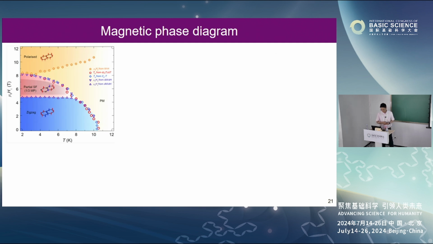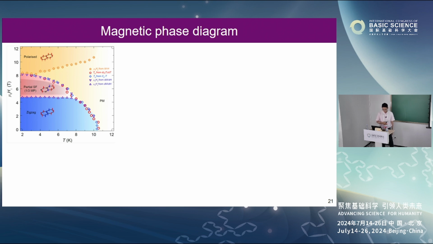So based on these results, we can construct this kind of phase diagram. At low field, we have the long-range zigzag order phase, and at high field, we have the fully polarized state. And in the intermediate fields, we have this 1/3 magnetization plateau phase, and this results from a partial spin flop of this zigzag order state.